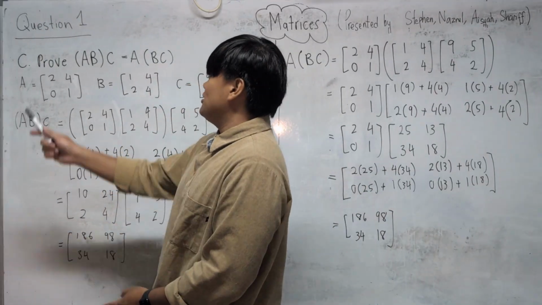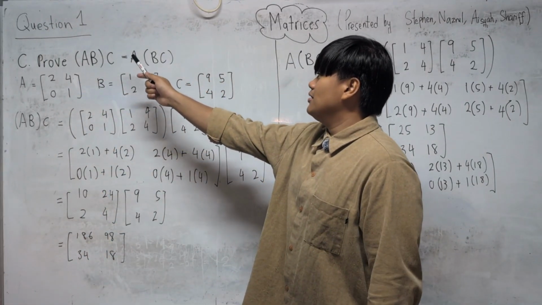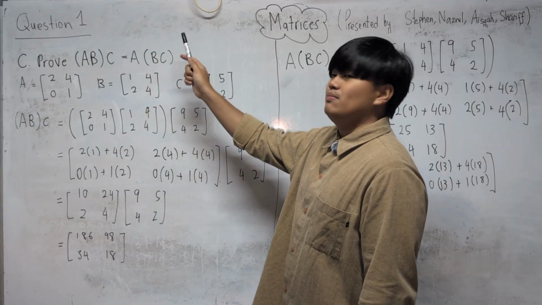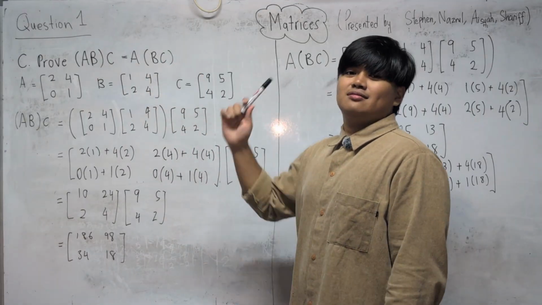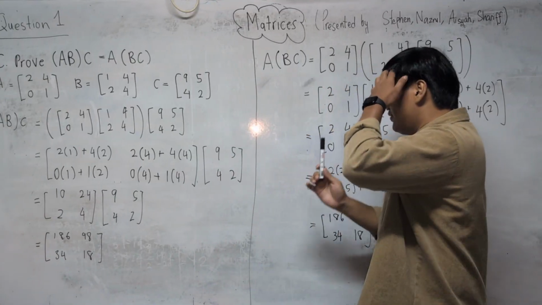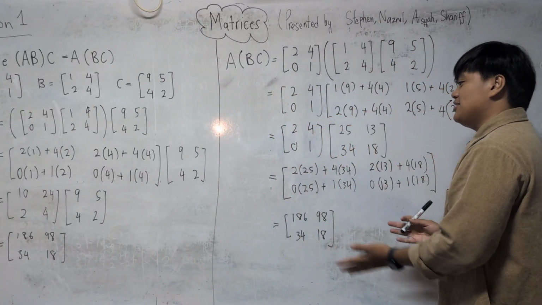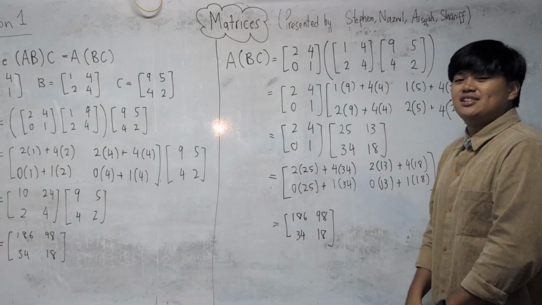So, this statement, prove AB times C equals A times BC, is in fact correct. And it has been proven with simple calculation using simple operations.